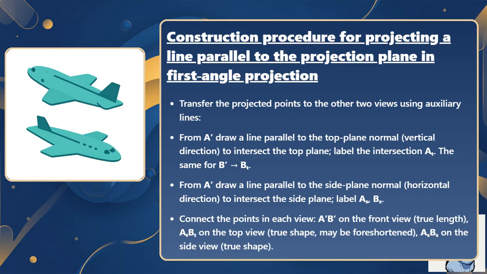Connect the points in each view. A prime B prime on the front view represents the true length. A sub t B sub t on the top view represents the true shape and may be foreshortened.